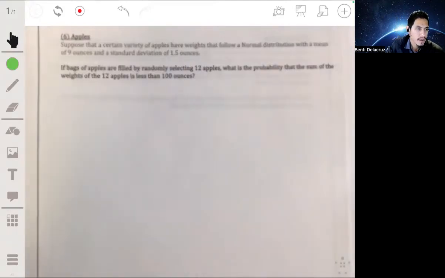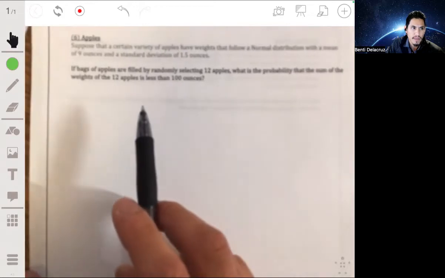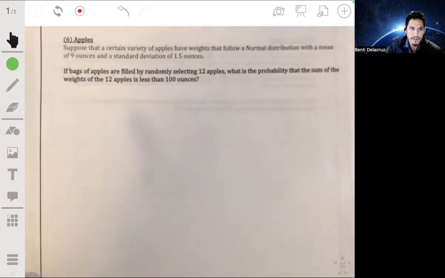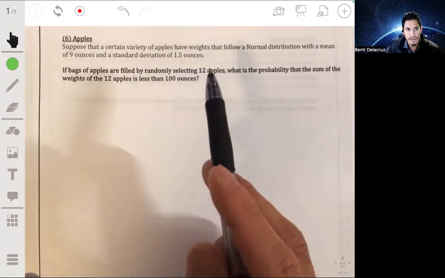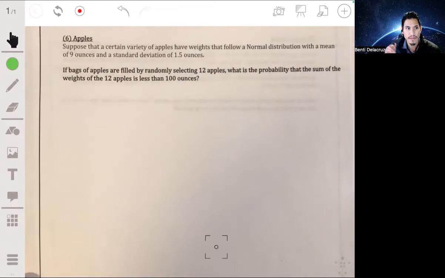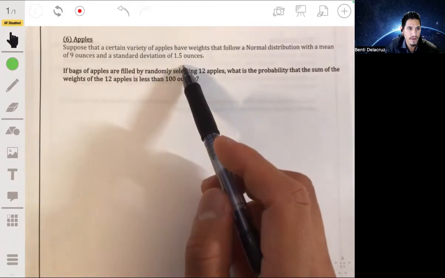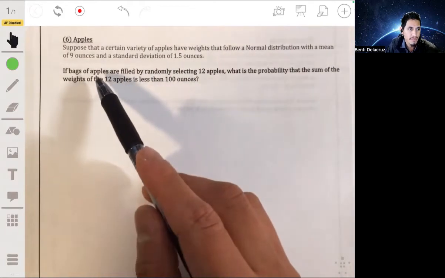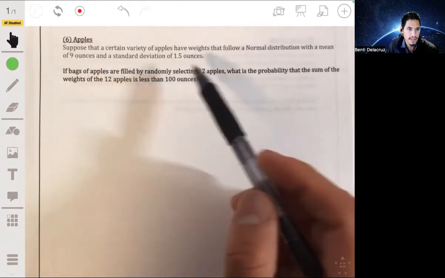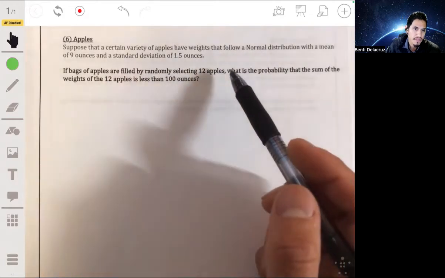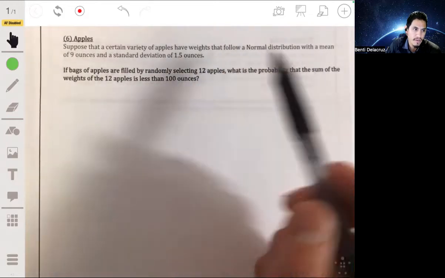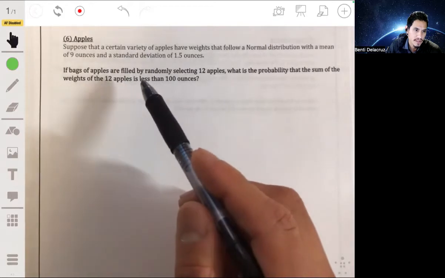All right, so here we got apples, and it says suppose that a certain variety of apples have weights that follow a normal distribution. The mean of 9 ounces and a standard deviation of 1.5 ounces. If bags of apples are filled by randomly selecting 12 apples, what is the probability that the sum of the weights of the 12 apples is less than 100 ounces?